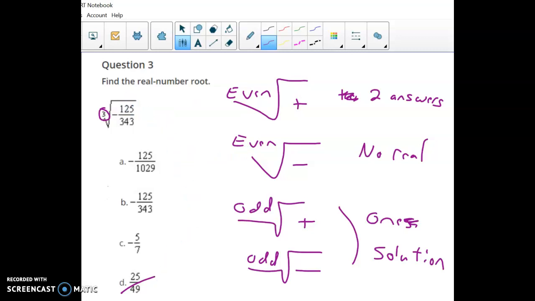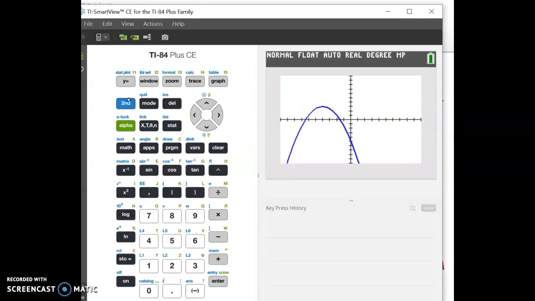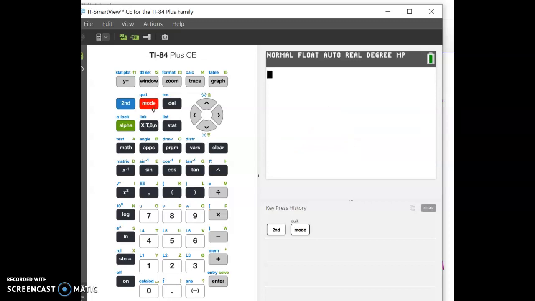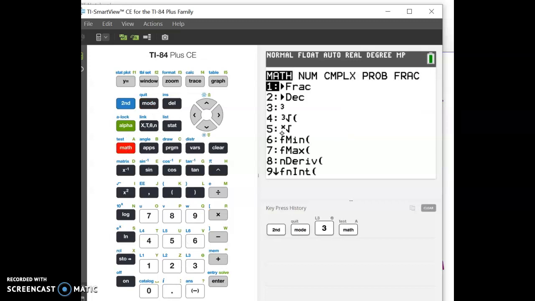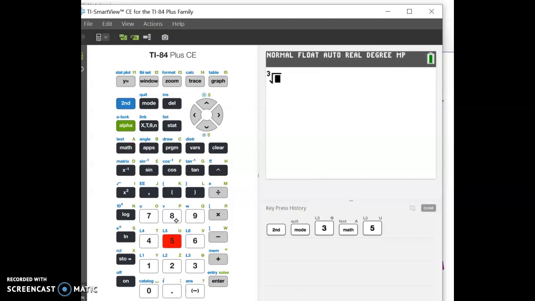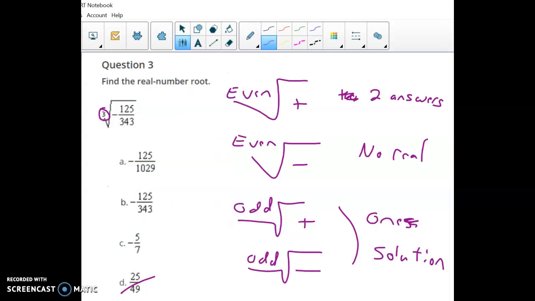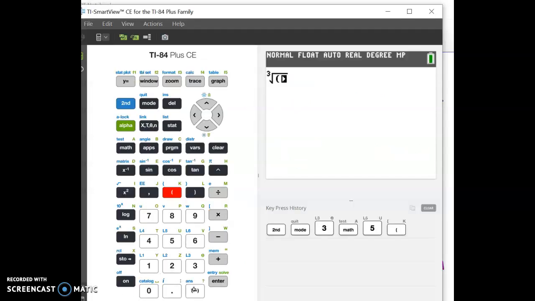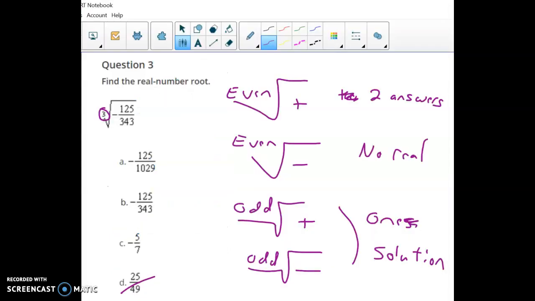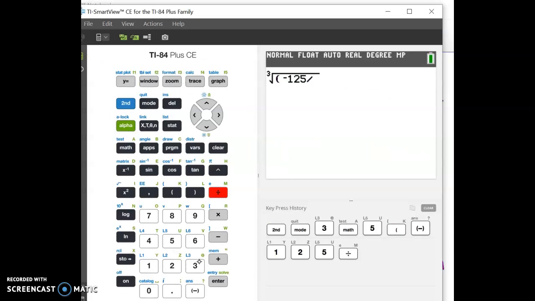And I would just use my calculator. To do a third root, you type the 3 first. Then I'm going to hit math and this extra root key, number 5. And then I'm just going to put it in parentheses. So, negative 125. It doesn't really matter where you put the negative sign. Divided by 343. Close the parenthesis, hit enter.